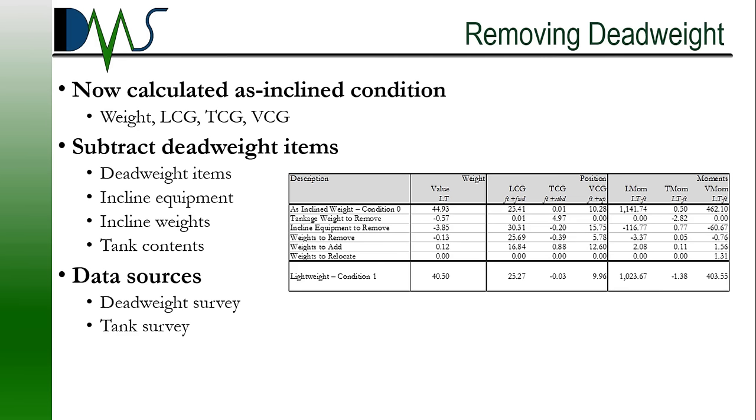So far, we have calculated a reliable number for the current weight and center of gravity of the vessel. However, that's not the true lightship. We are stuck with the as-inclined condition, and that includes many unwanted weights in the vessel. We have the deadweight items, the incline equipment, the incline weights, the tank contents. They all have to go. This is where the deadweight survey and the tank survey come in. Before the incline experiment, all of these items were meticulously detailed and tallied up. We know the weight and location for all of these outstanding items. Now we apply simple weight moment calculations to remove all of those unwanted items on paper. No physical movement involved, this is all just math.